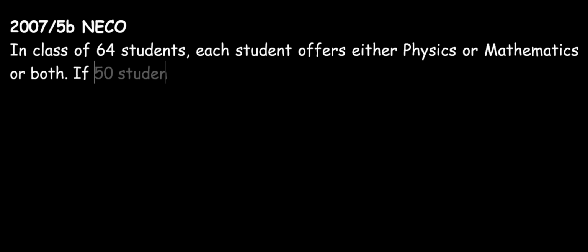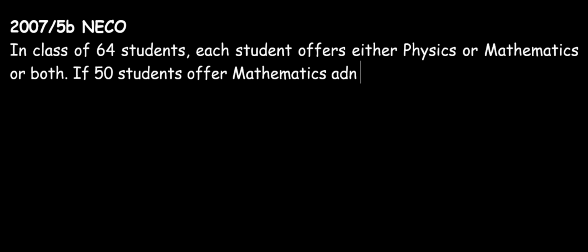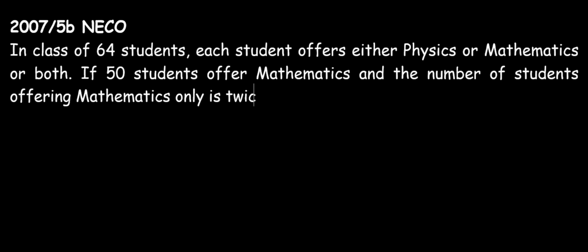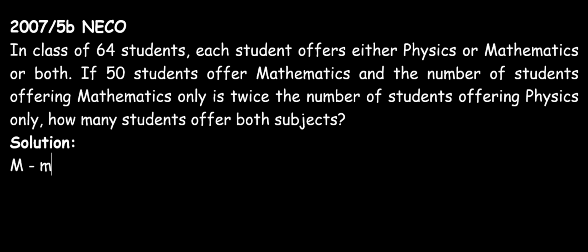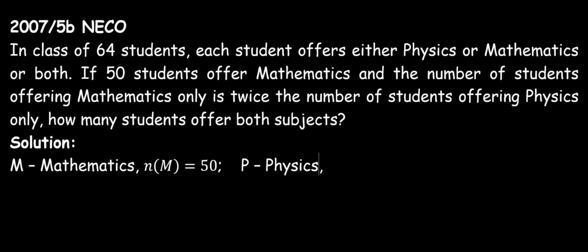Another example. In a class of 64 students, each student offers either physics or mathematics or both. If 50 students offer mathematics, and the number of students offering mathematics only is twice the number of students offering physics only, how many students offer both subjects? Solution. Let M represent mathematics. Then the number of mathematics students is equal to 50. Next, we let P represent physics. Then the number of students offering physics will be equal to a question mark. From here, we also know that the number of the universal set is equal to 64.